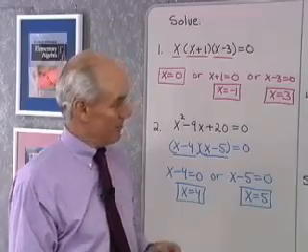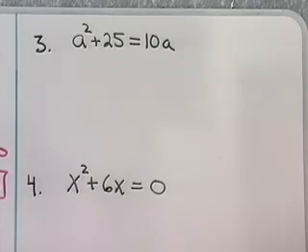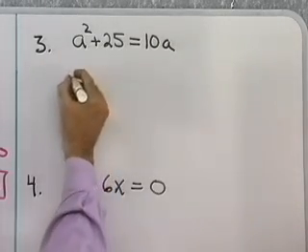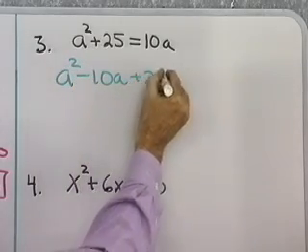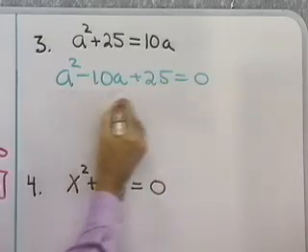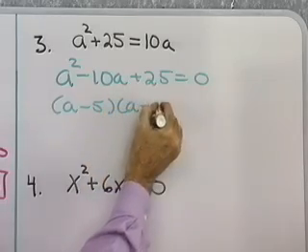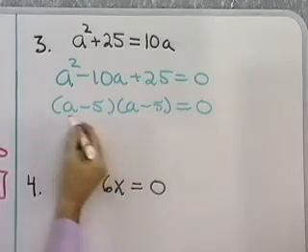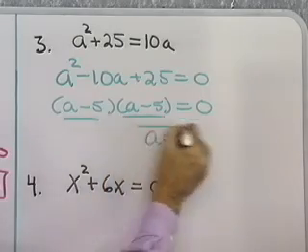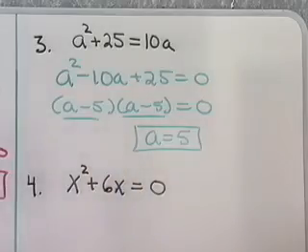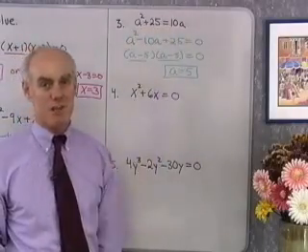My next problem, I need to do a little work to put it in standard form first. So what I do is add negative 10a to each side, and I have a squared minus 10a plus 25 is equal to 0. This is a perfect square trinomial. It's a minus 5 times a minus 5 equals 0. If I set either one of these factors equal to 0, I get the same solution. A is equal to 5. So only one solution to that, the number a is equal to 5. If I substitute that back in up here, you see I get a true statement right away.